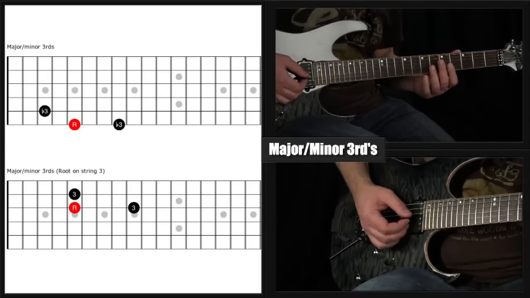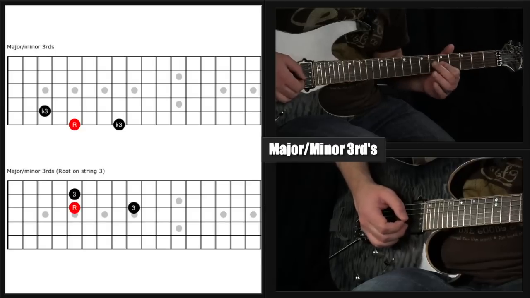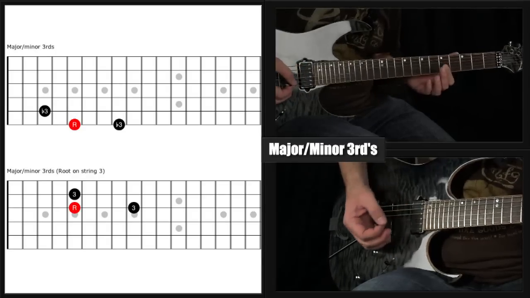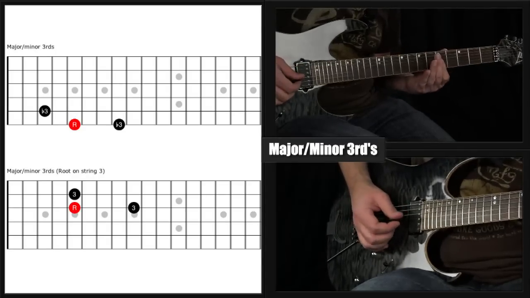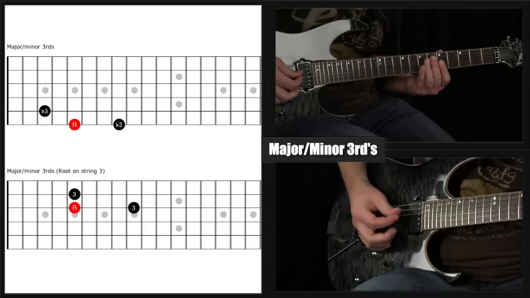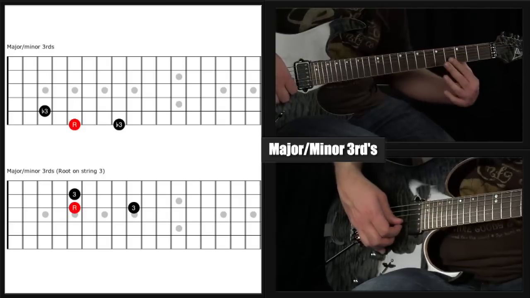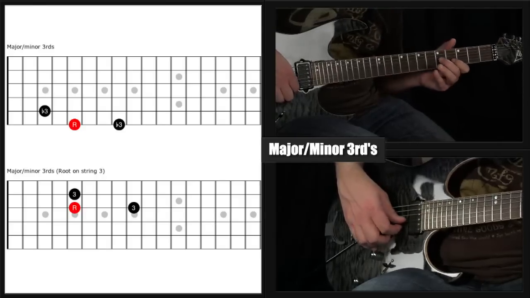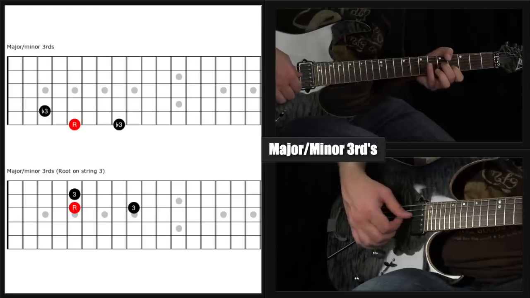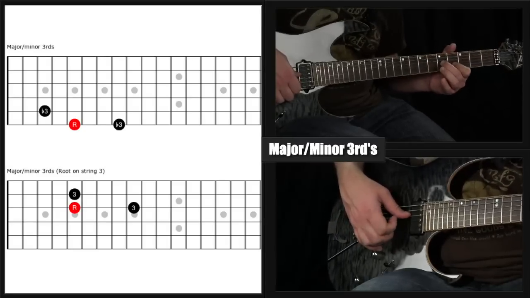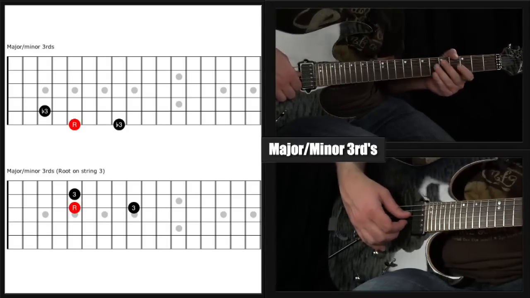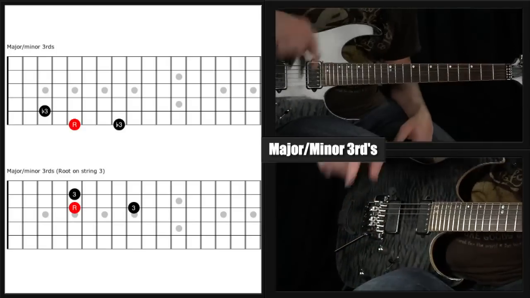So if I have a root on the 3rd string, 5th fret, a major third above would be on the 2nd string, 5th fret. And if I want to make that minor, that 5th fret, 2nd string needs to be on the 4th fret, 2nd string. That's a minor interval. See the difference? So let's practice that a little bit.